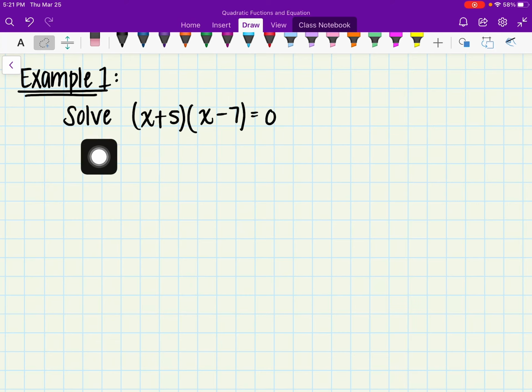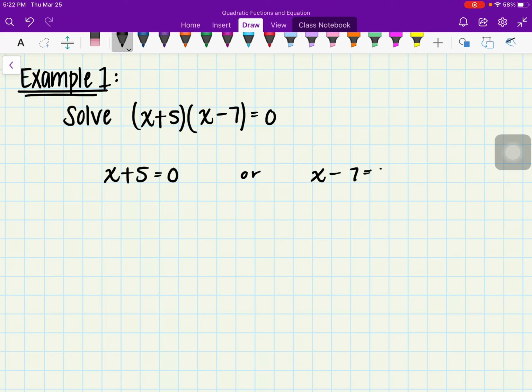So what we're going to be doing with the other problems that we'll be seeing is that we're going to have to factor the quadratic expression. In this case, this one's already factored for us. But if we want to solve for the x or the zeros of the function in this case, we have to make each of the equations equal to 0. So in this case, I have x plus 5 equal to 0, or x minus 7 equal to 0.